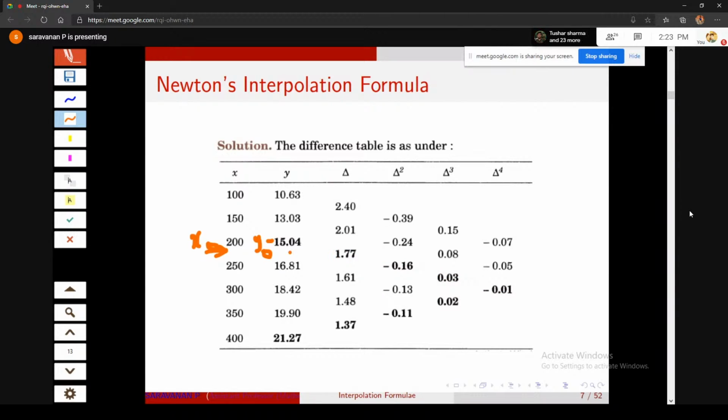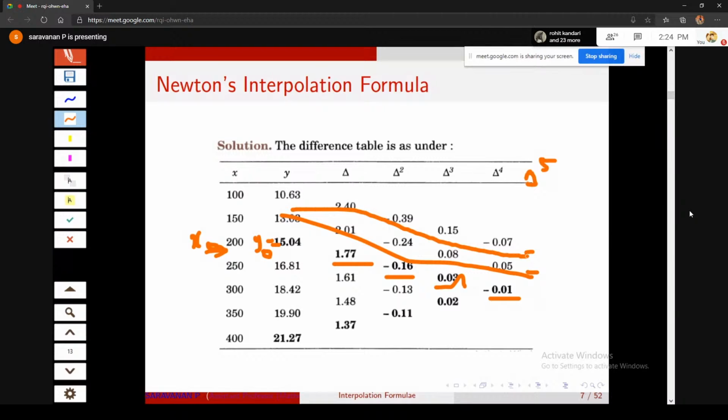What is delta y0? 1.77. Delta square y0 is minus 0.16. Delta cube is this, delta power 4 is this. Even when you find delta power 5, it will not be useful here, because delta power 5 stops up to x minus 2, up to here. Maybe that's why they would have stopped up to this.